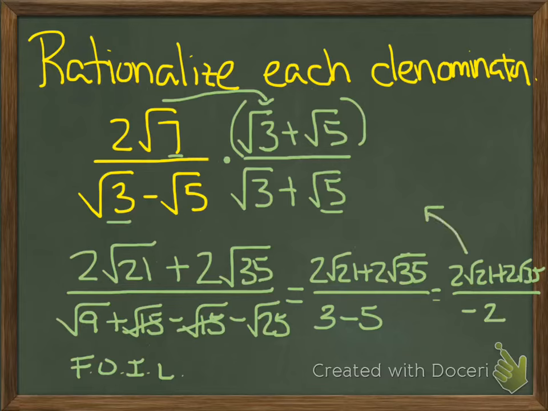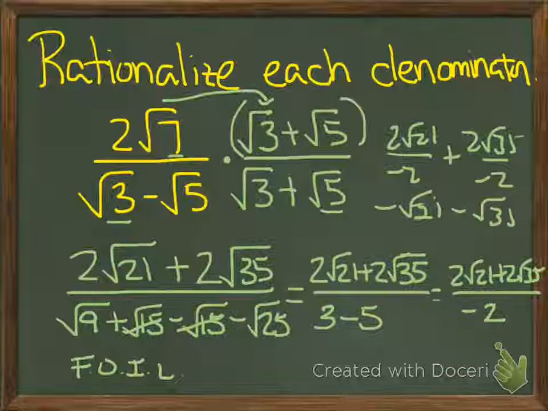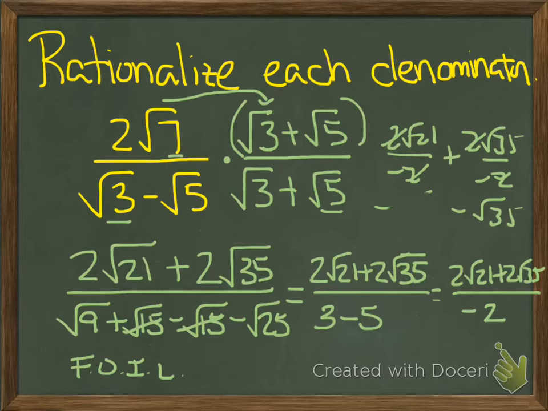And then, let me bring this up here. Basically, we can break them up into two separate terms. And taking 2 divided by negative 2, we get negative square root of 21, minus the square root of 35, because the 2's basically cancel out on each one, and thus we're done. Write that a little cleaner for everybody.